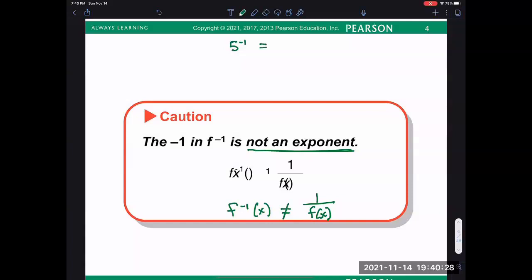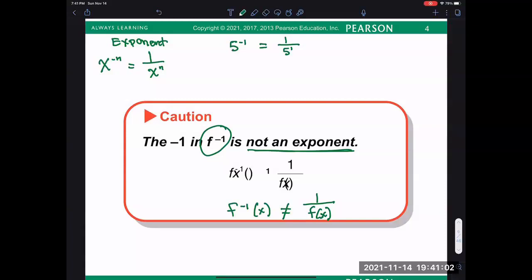And the definition of a negative exponent was that you have the reciprocal, that you flip it, that would be 1 over 5 to the +1. In general, we had a definition that x to the -n is equal to 1 over x to the +n. But this is when you're talking about having an exponent, having exponential notation. And what they're saying is that in the case of f with a -1 on it, that is not an exponent. That's why you do not flip it upside down.